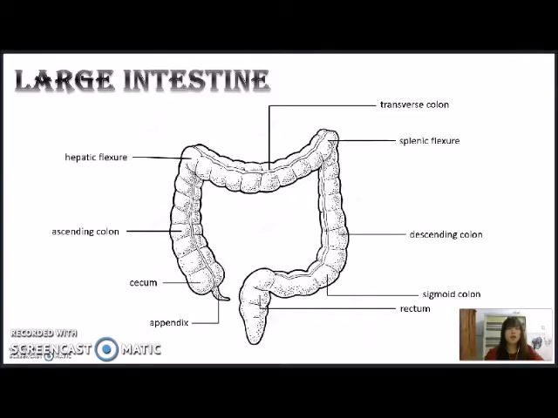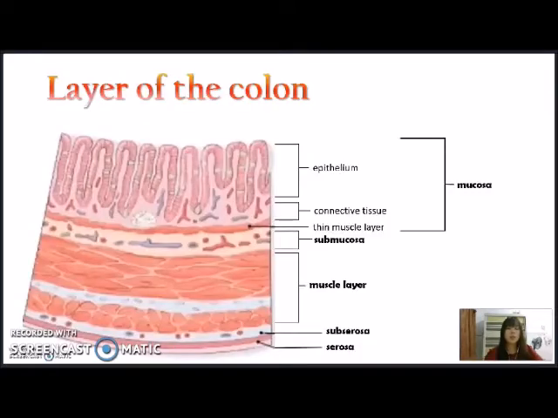This is the rectum. The muscle stretched between the rectosigmoid junction and the anal canal. The last part is the anal canal. It forms the terminal part of the gastrointestinal tract and extends from the anorectal junction to the anus. As the diverticulitis always occurs in the colon, we also need to know about the colon.